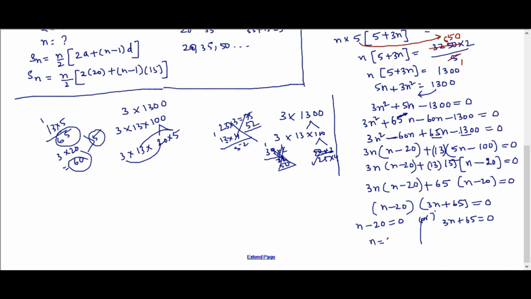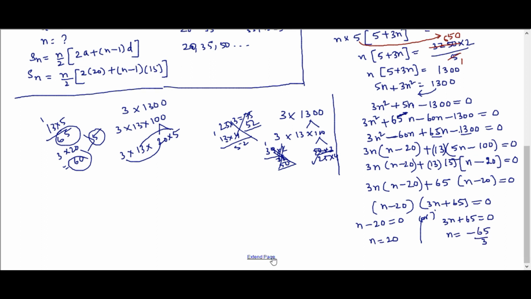What is n? N is 20. Here n is minus 65 by 3, isn't it? This cannot be possible because n should be a whole number, at least natural number. So n is 20 is what is my answer. N should be 20. That's my answer.